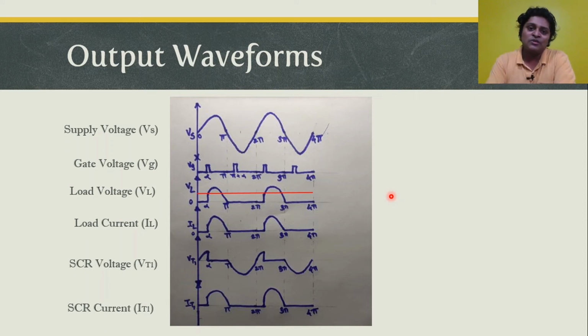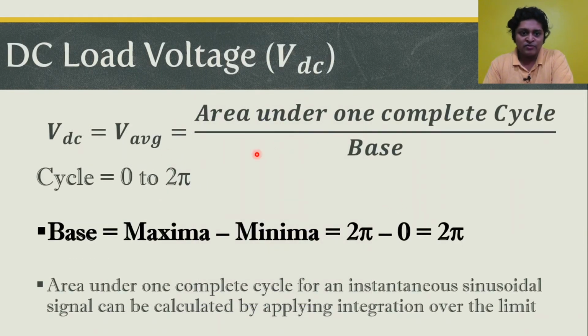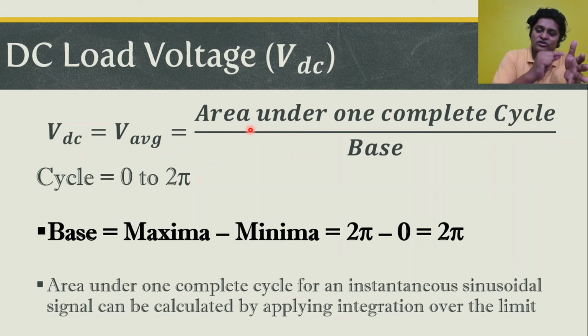So let's try to establish a relation that gives us the value of VDC. As we mentioned, VDC is called the average, and that can be calculated by a formula: area under one complete cycle divided by base. Now a complete cycle, for a sinusoidal signal, starts from 0 and ends at 2 pi. As the signal is periodic after 2 pi, my base becomes the ending point minus the starting point of the waveform. So the base will be maxima minus minima, that becomes 2 pi minus 0. That's why it gives me the base as 2 pi.